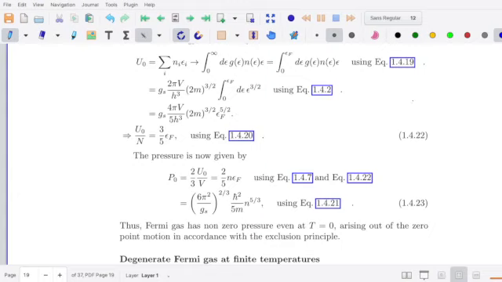Now we use the general relationship between the pressure, internal energy and volume in these ideal gases, which is PV equal to 2 by 3 internal energy. And using this, since we already know U and V, we can compute the pressure of the gas at absolute zero. So that becomes P is equal to 2 by 3 U by V.